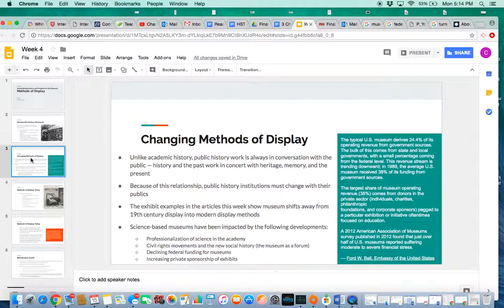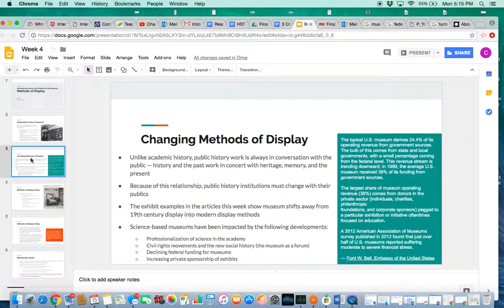And so as declining federal funding happens, there is an increase in private sponsorship of exhibits, which includes, as you'll see in the quote on the right, a variety of different types of peoples or institutions, which we'll see in the Science Museum. One of the major ones is corporate sponsorship. But when funding sources change, the people who have power to dictate what's in the exhibit also changes, right? So that could be in terms of content and the argument that's being made, but it can also be in terms of approach or method of display, right?